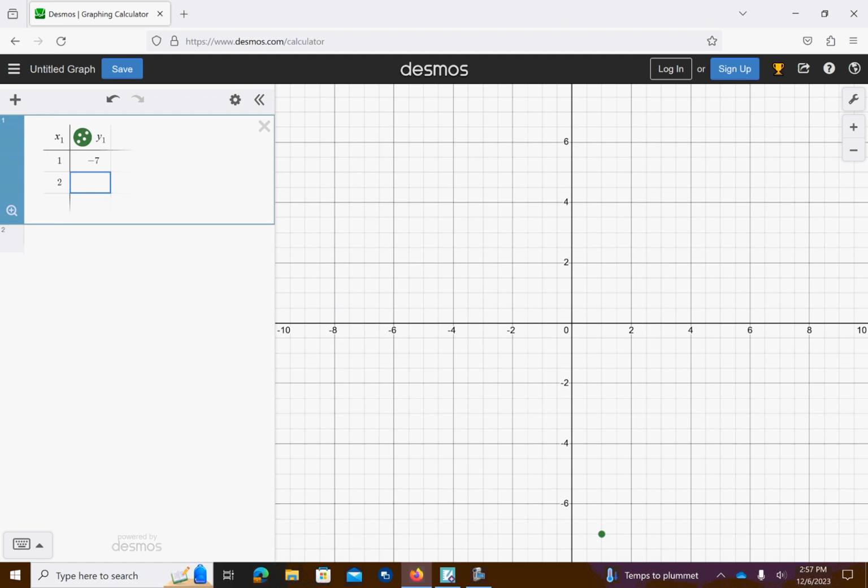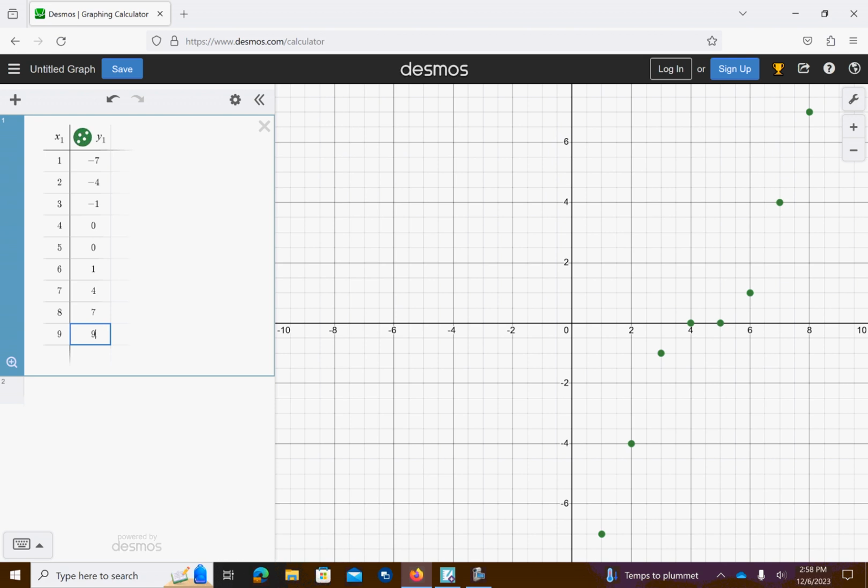Oops, I made a mistake on that. 2 and -4. 3 and -1. 4 and 0. 5 and 0. 6 and 1. 7 and 4. If you make a mistake, use your arrows to go back. 8 and 7. 9 and 9.